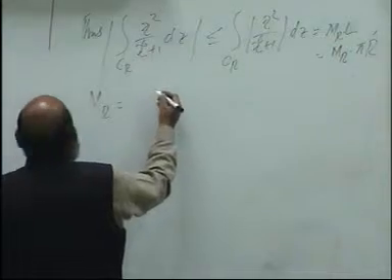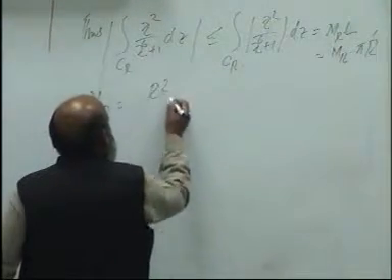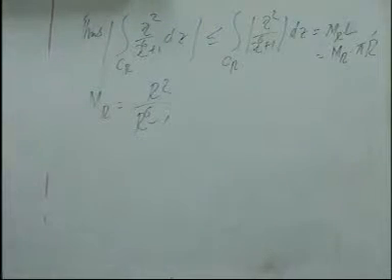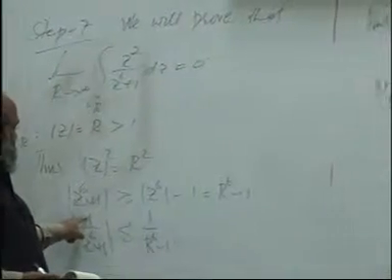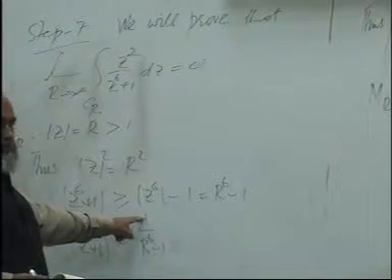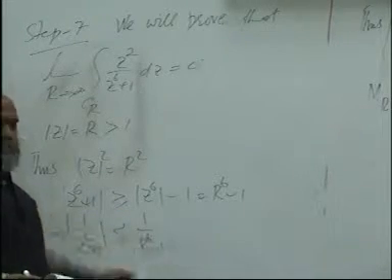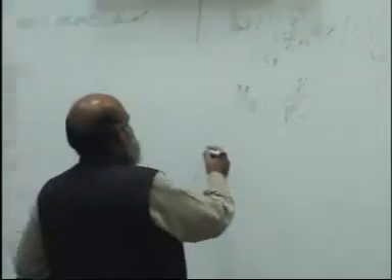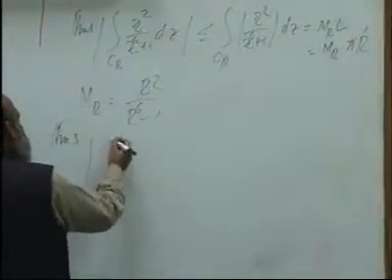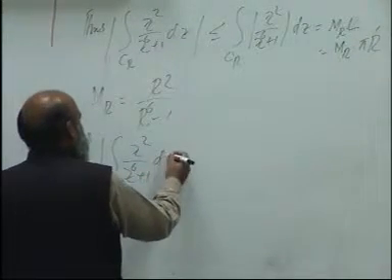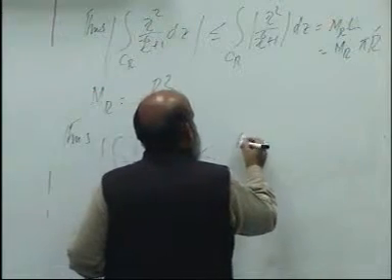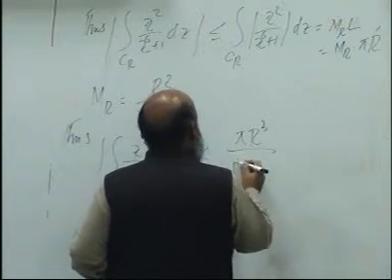M R is equal to, with the help of this, R square over R^6 minus 1. This one is R square. If we put z square over here, R square is equal to R square over R^6 minus 1. Thus, mod of the integral of z square over z^6 plus 1 dz is less than or equal to pi R cube over R^6 minus 1.